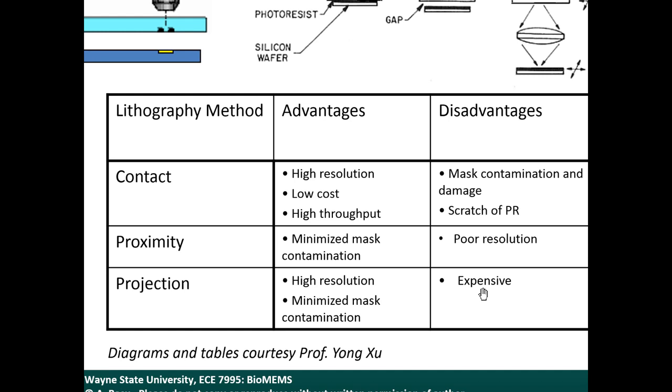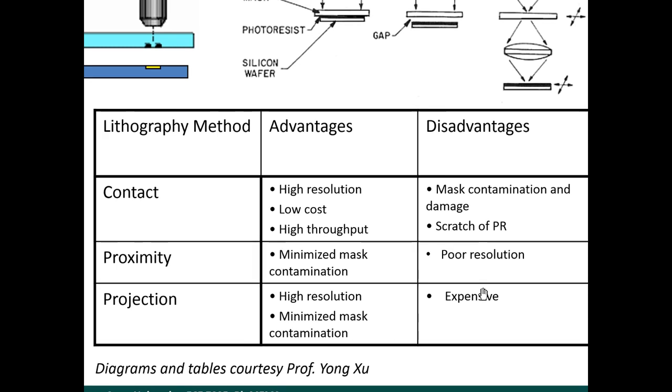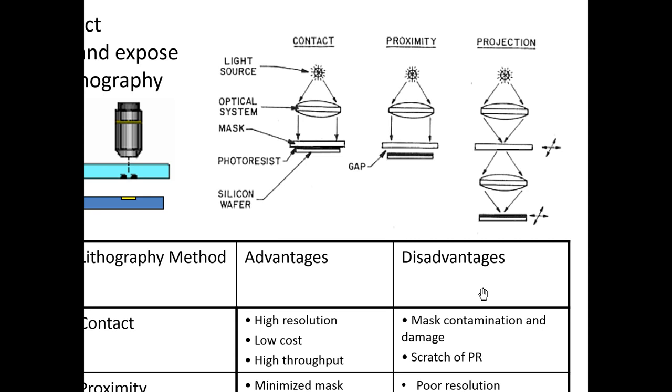In projection lithography, you get high resolution and you minimize the mask contamination. So it has the advantages of contact and proximity lithography. The only disadvantage is that this is more expensive because you can see the optics for projection mode lithography are more complex. A lot of the industrial lithography systems are projection mode.